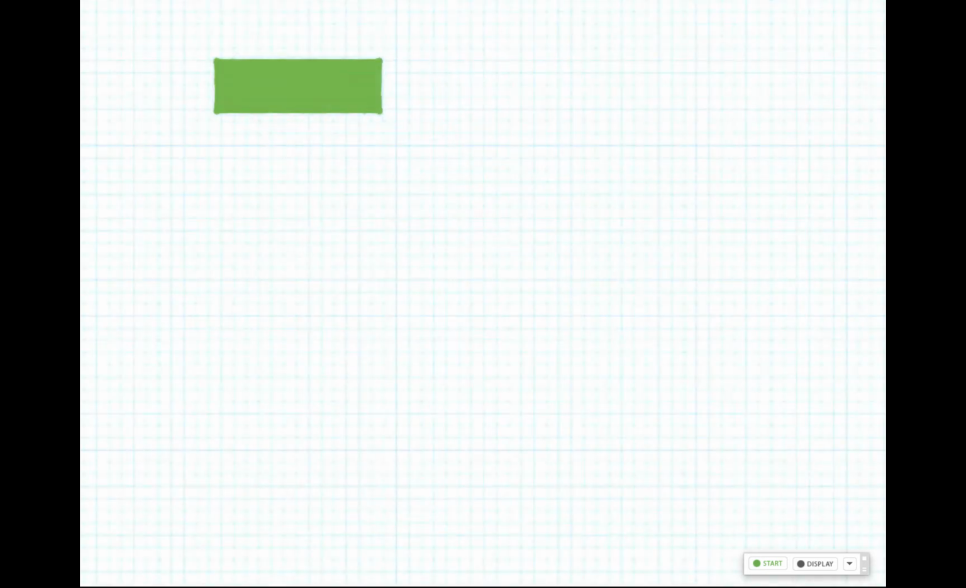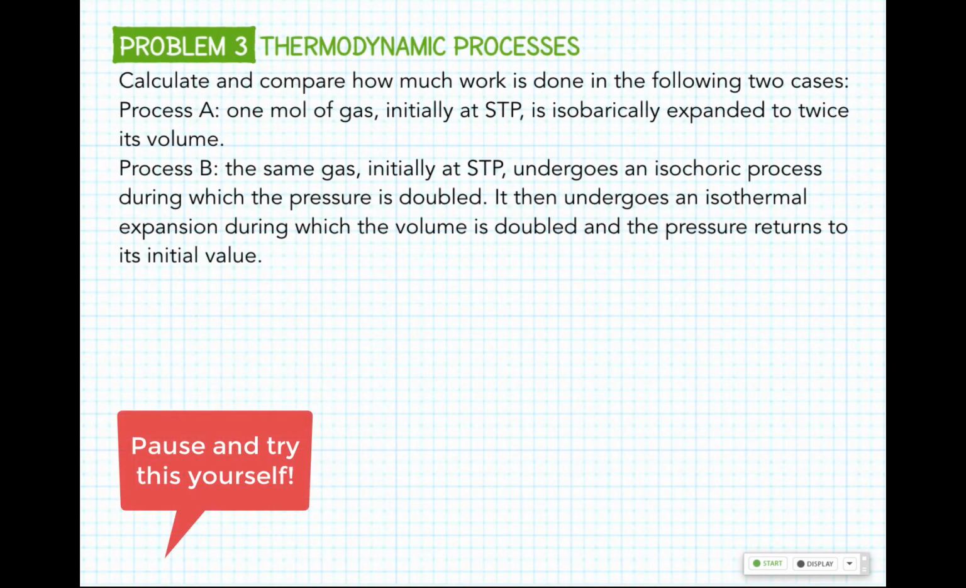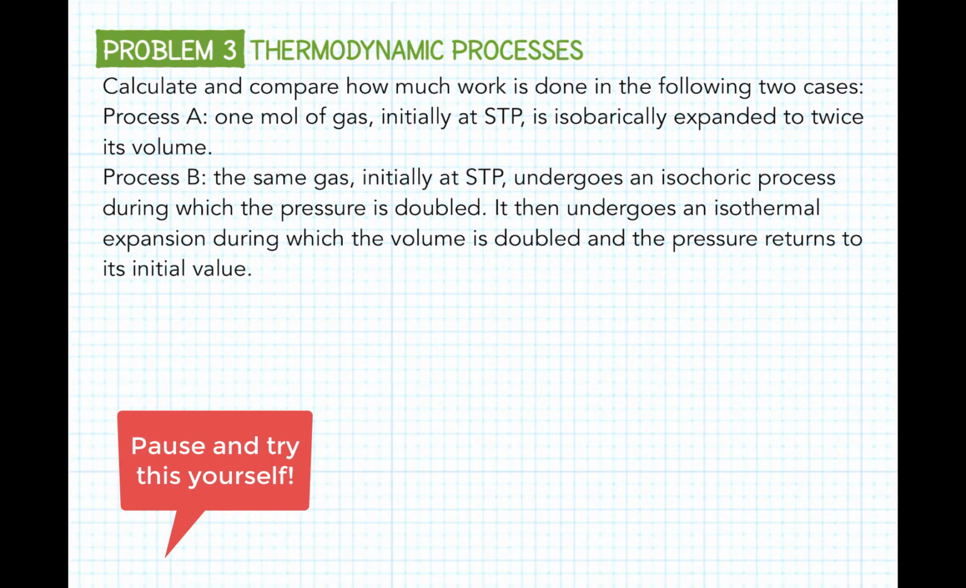I think we'll go through this one together. So as always with this problem, this is a problem on thermodynamic processes and work. I'd like you to try it yourself before following along with my solution. But if you're going to try it yourself, here's a good place to pause. And I'm going to get started.